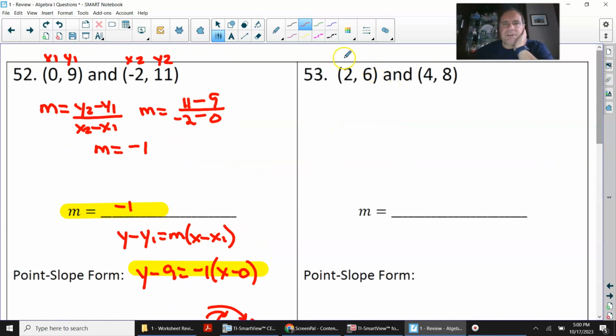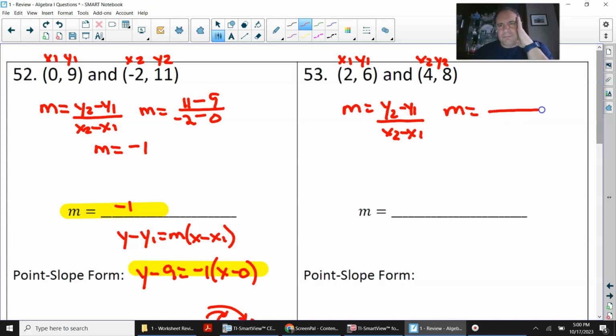We'll go back up to do this one. We have x1, y1, x2, y2. Anytime you see 2 points, you're basically going to solve for the slope. All right, y2 minus y1 over x2 minus x1. So we have the setup right here. This is 8 minus 6 over 4 minus 2. When you put that into the calculator, you get 1, which is 2 over 2.